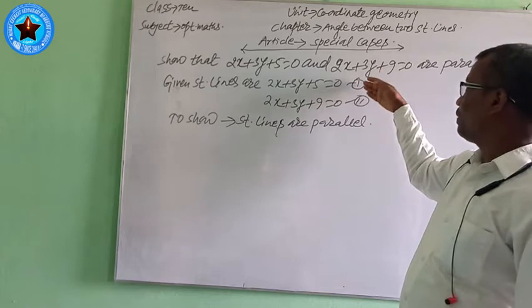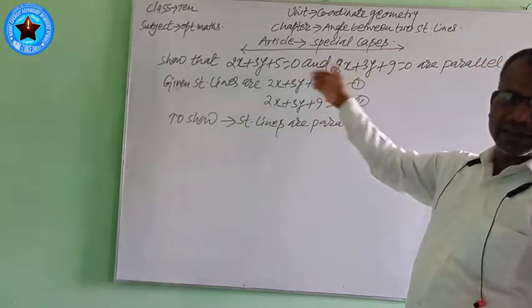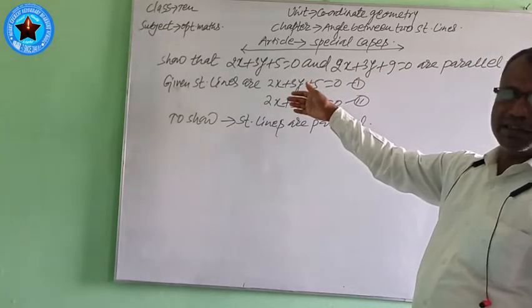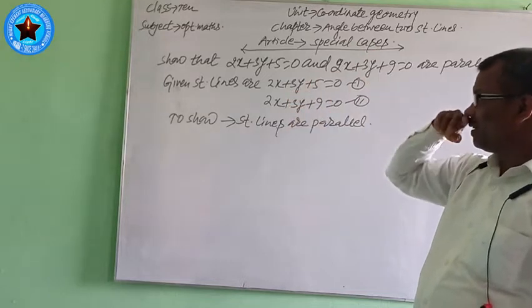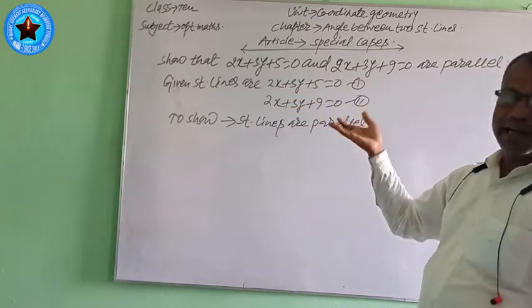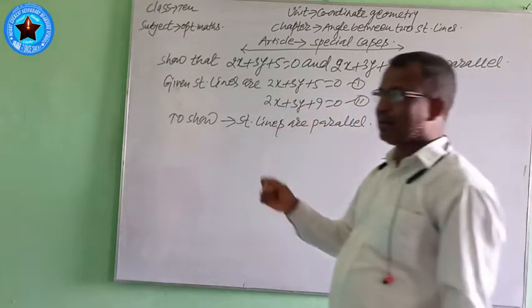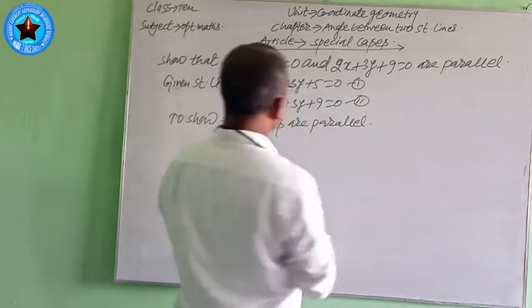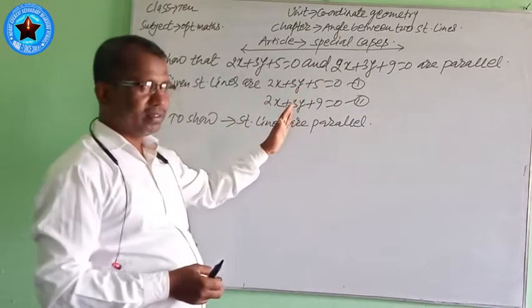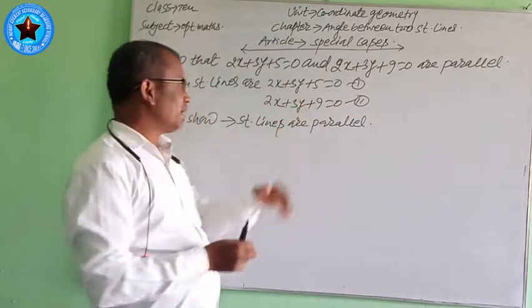If slope of 1 equals slope of 2, straight lines are parallel. That result we have already got. Another is finding the angle between these two straight lines. Also we can say whether straight lines are parallel or not. If the angle between these two straight lines is 0 degree, it says that straight lines are parallel.